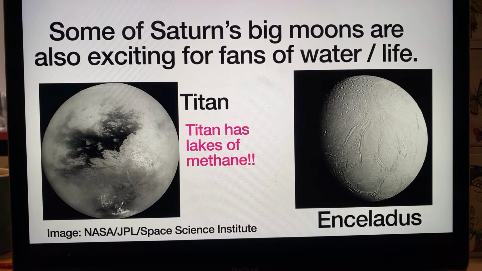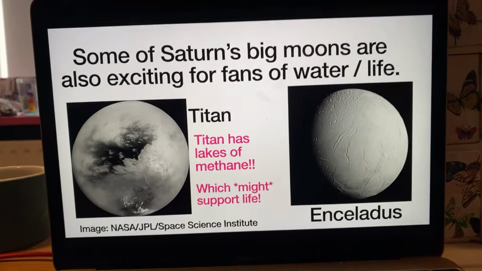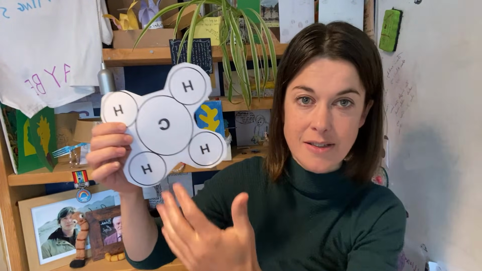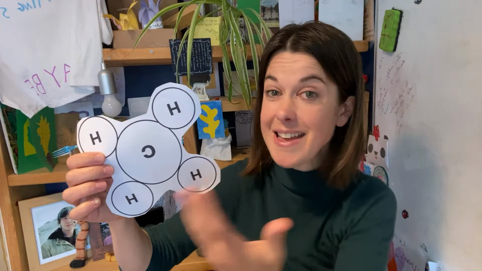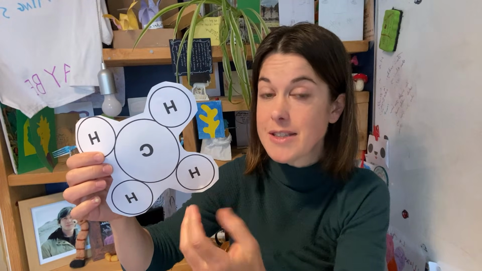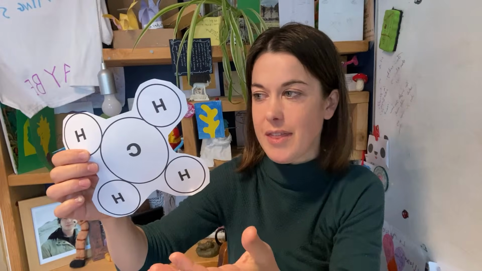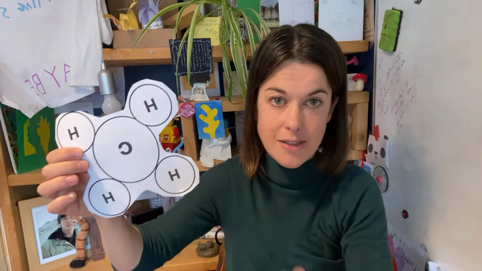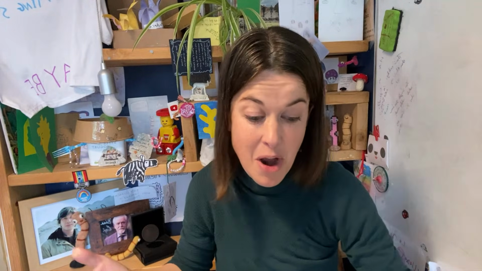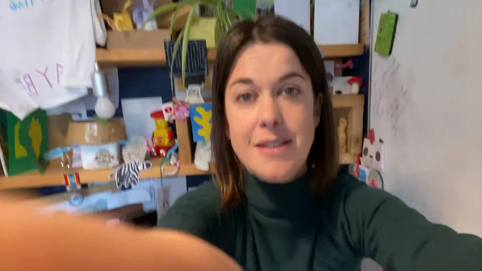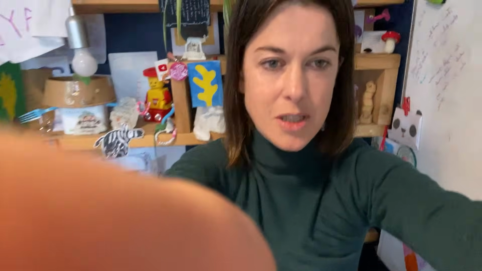Titan has got lakes of methane, I know, which might support life. We're not entirely sure. We don't know of any living thing that can exist just using methane, but like I say, it is good at dissolving stuff. So it is possible that some living thing has evolved to use methane instead of water, but we don't know. But there might be something in the lakes of Titan. We're just not sure.